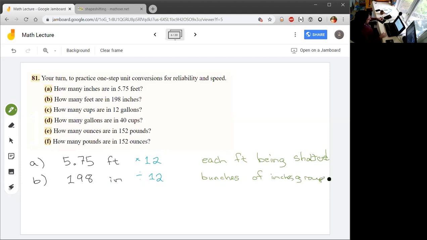Pardon my handwriting. Okay. What are the actual answers to this? Let's see, 5.75 times 12, 69.